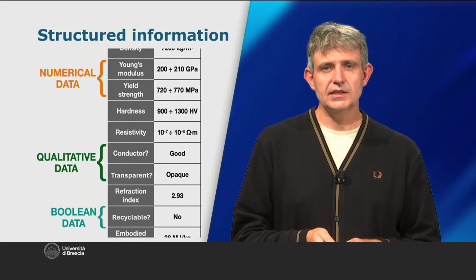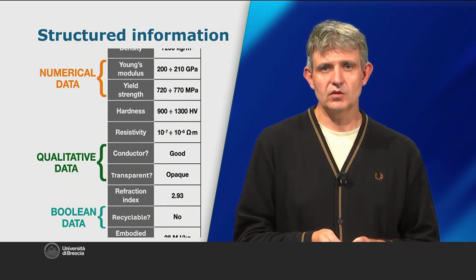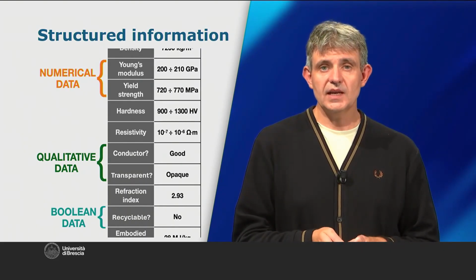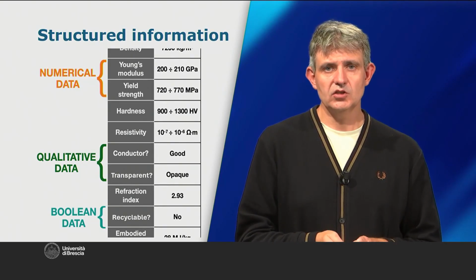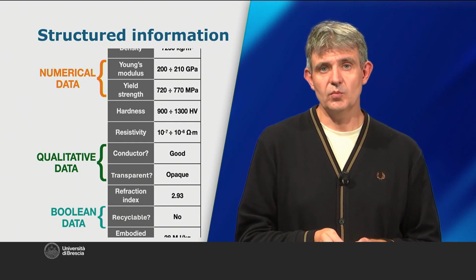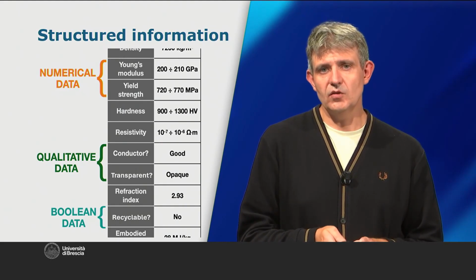Information can be presented in different ways. It can be numerical data, for example, when we state that the modulus of a certain material is between 200 and 210 gigapascals. It can also be qualitative data, such as when we say that a material is a good conductor, or whether it is transparent or opaque. And finally, it can be binary, when the answer is yes or no, such as when asking if a material is recyclable. This information can be organized or, as we say, structured in tables.